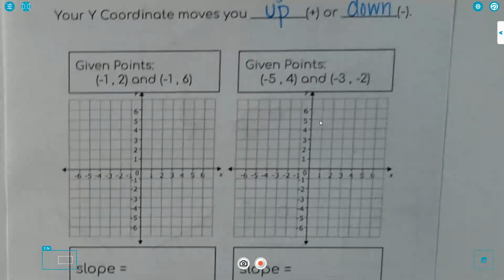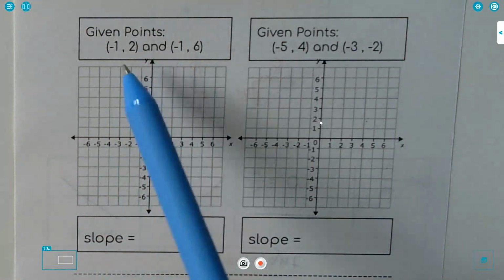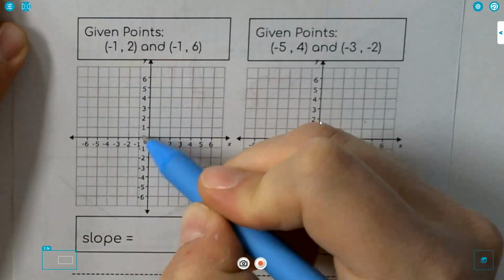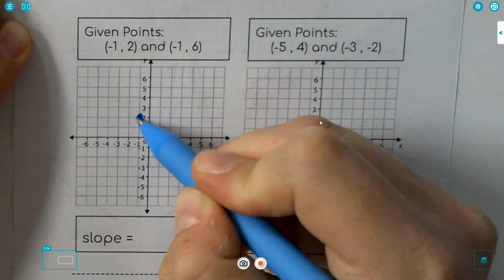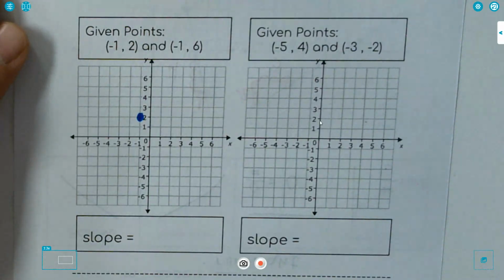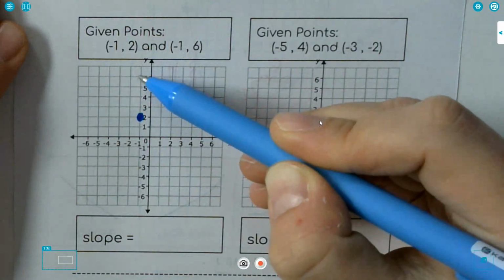So, we've got 2 ordered pairs here. We need to graph them both. So my first ordered pair is -1, 2. So that means I start at 0, 0. I go left 1 and up 2. I put a dot there. My other coordinate pair is -1, 6. So once again, I start at 0, 0. Make sure you always go back to the origin. I go left 1, up 6.